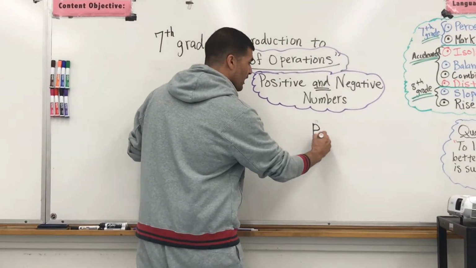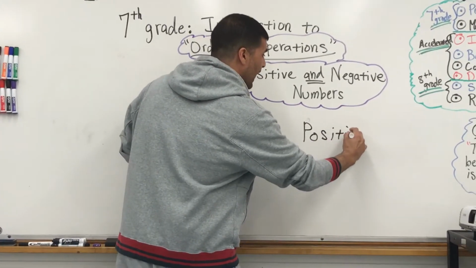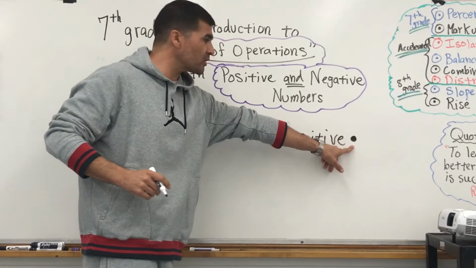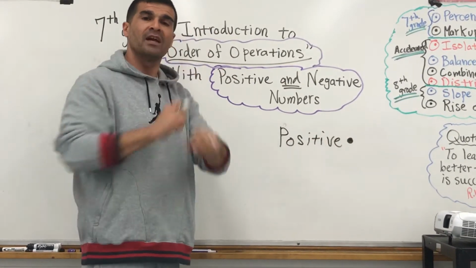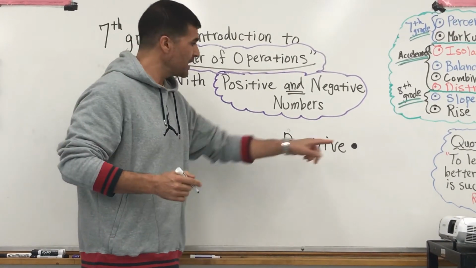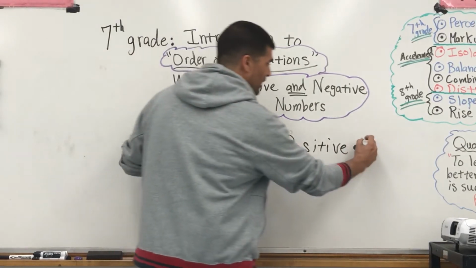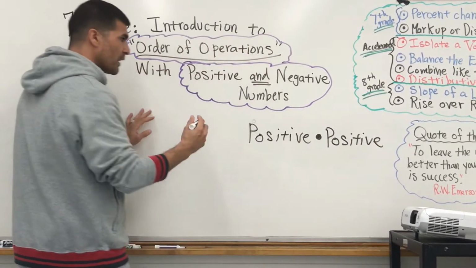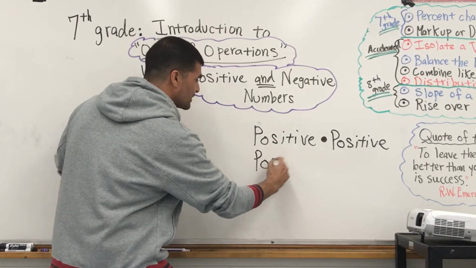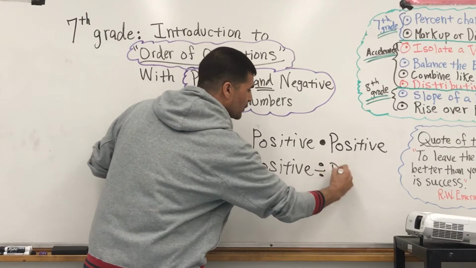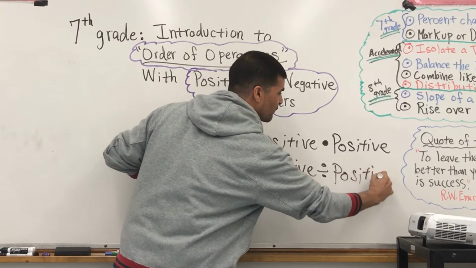We should already know that if you multiply, and this is going to be our new symbol for multiplication, we're going to start using that instead of the X symbol because the X could be confused for the variable X or the letter X. If you multiply two positives, or take two positives and divide them, you're always going to get the same type of answer.